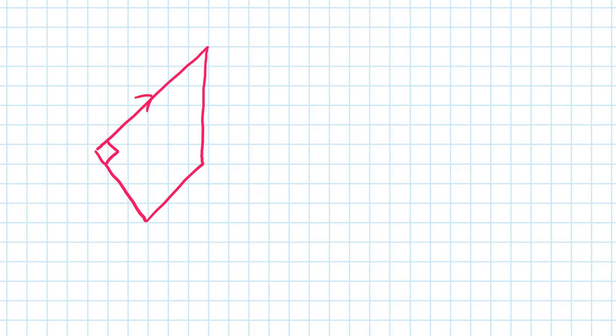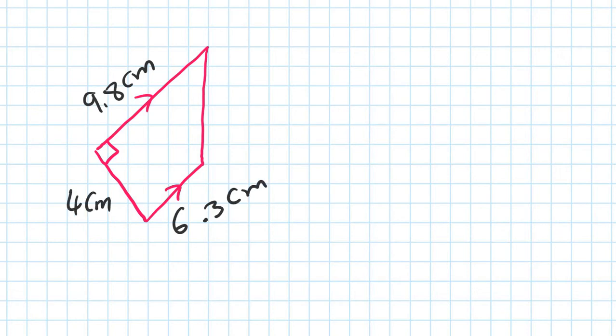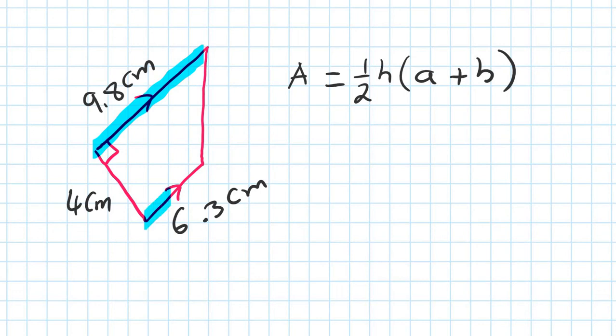Okay, let's say with this shape here. Let's say this side length here is 9.8 centimeters and this is 6.3 centimeters and this is 4 centimeters. So the shape of this is a trapezium. So the area of a trapezium is a half of H, open bracket, A plus B. A and B are parallel, so this line here and this line are A and B. And the perpendicular height is 4 centimeters.